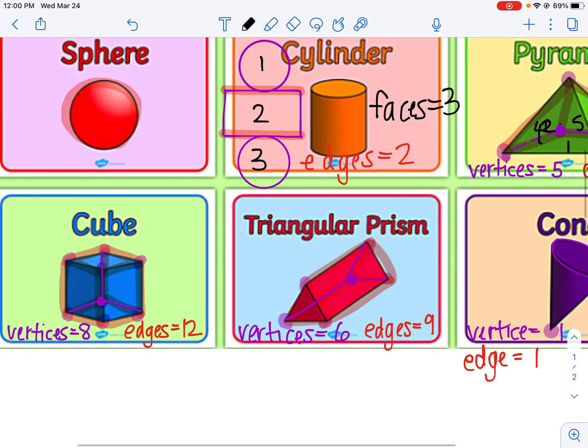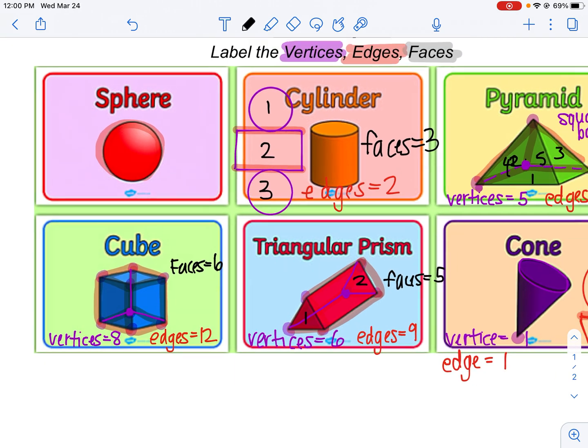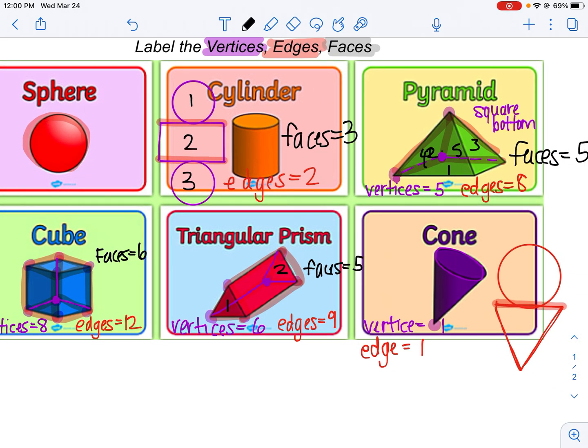The cube, think of it as a top, a bottom, and then 4 around the middle. So there are 6 faces on a cube. On a triangular prism, think of the front side, the back side. I'll mark those 1 and 2. And then around the middle, because you have a triangle, there's 3 more. So there are 5 faces on a triangular prism. And then with the cone, you have the top, and then you have the center. So there are 2 faces.